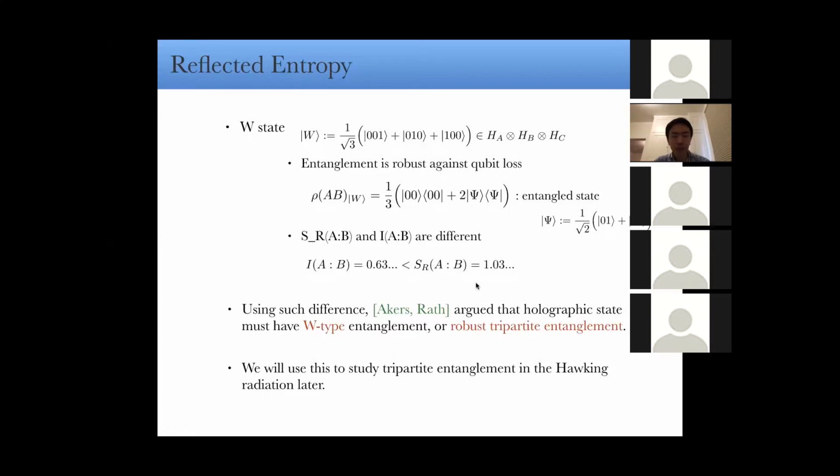So using this difference, Chris and Pratik have argued that the polaric state must have this kind of robust tripartite entanglement by seeing the difference between the reflected entropy and mutual information. And I will use this difference to argue that there's a robust type of entanglement in the Hawking radiation in the later section.